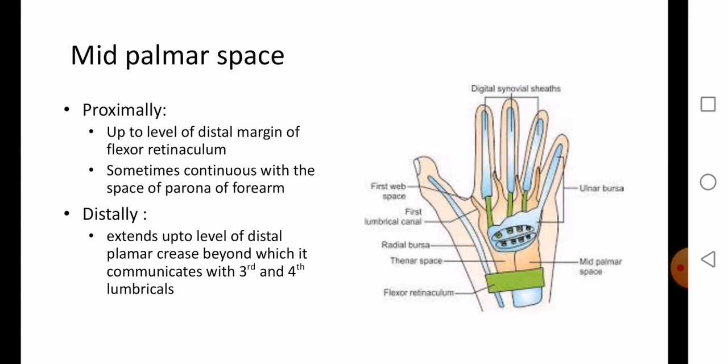Proximally it extends up to the level of the distal margin of the flexor retinaculum, sometimes continuous with the space of Parona of the forearm, which we will discuss again later. Distally, it extends up to the level of the distal palmar crease, beyond which it communicates with the third and the fourth lumbrical canals. Sorry, it's not lumbricals, it is lumbrical canals.